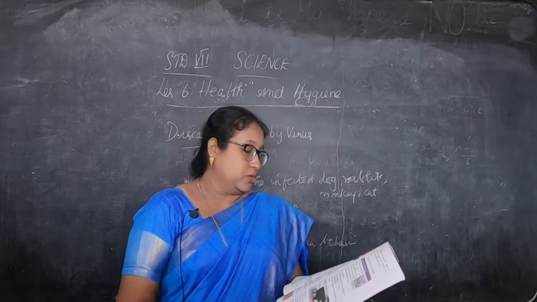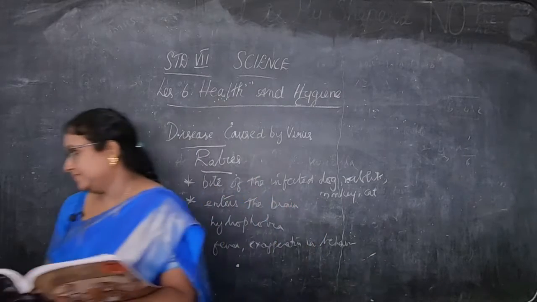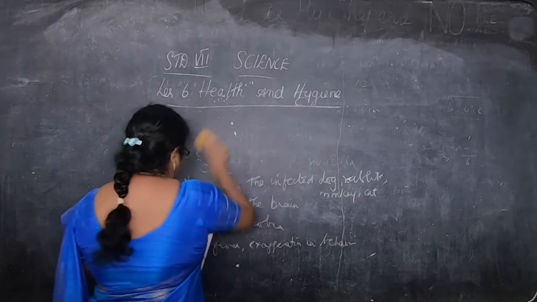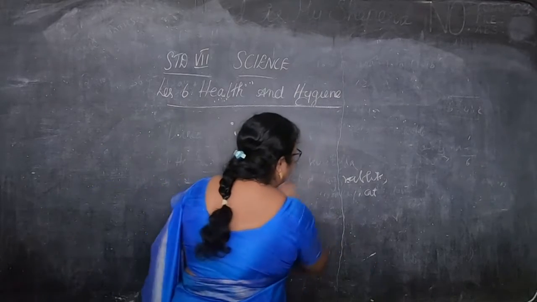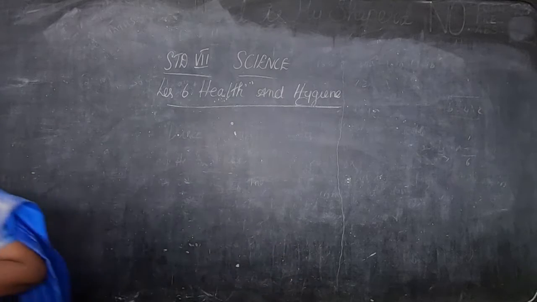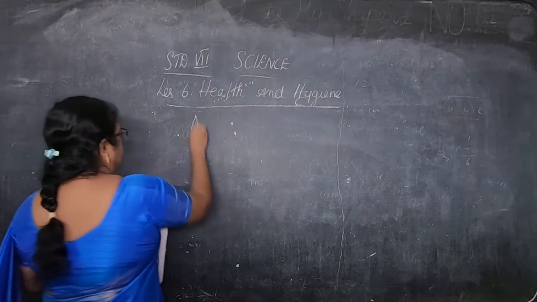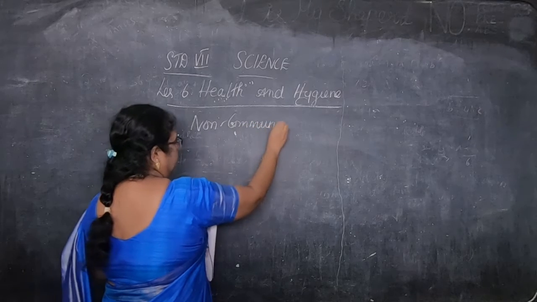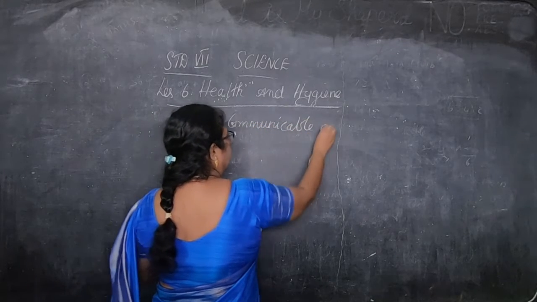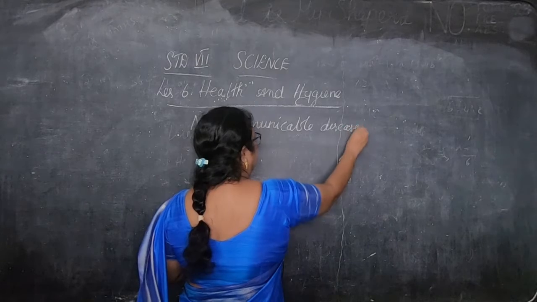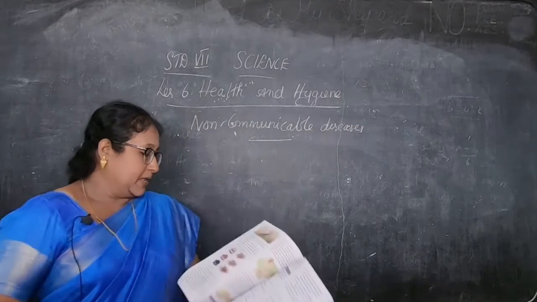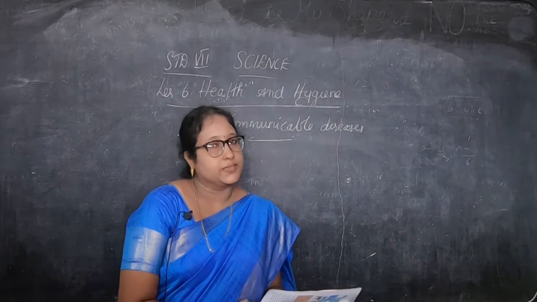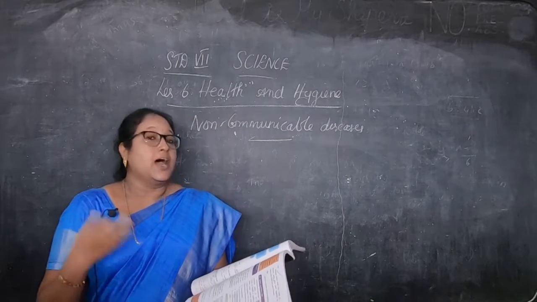Next we'll go to the non-communicable diseases. Now we saw communicable diseases caused by bacteria and viruses. Communicable diseases spread from one person to another person. Now we are going to see non-communicable diseases, which do not spread from person to person like communicable diseases. They are caused by other factors.